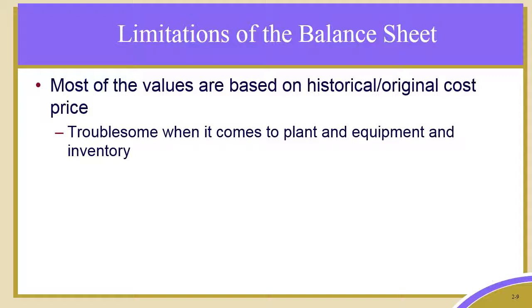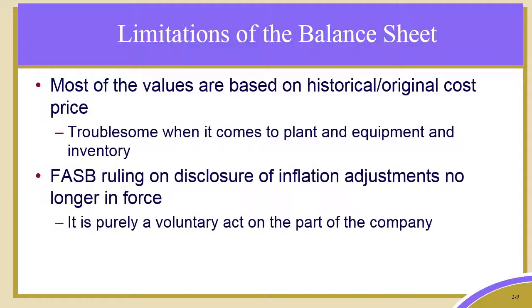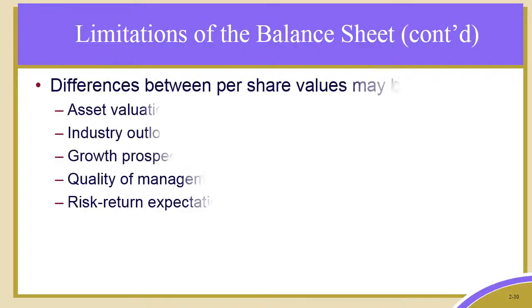Some of the limitations of the balance sheet: most of the values are based on historical original cost. So it's really things that have already happened in the past. What could be the market value today is not necessarily what they show on the balance sheet. It's troublesome, especially when it comes to plant and equipment and inventory, because depreciation could have occurred, or they could think that the value is higher based on a manager's opinion. The FASB ruling on disclosure of inflation adjustments is no longer enforced, so it's purely a voluntary act on the part of the company if they make those adjustments based on inflation.